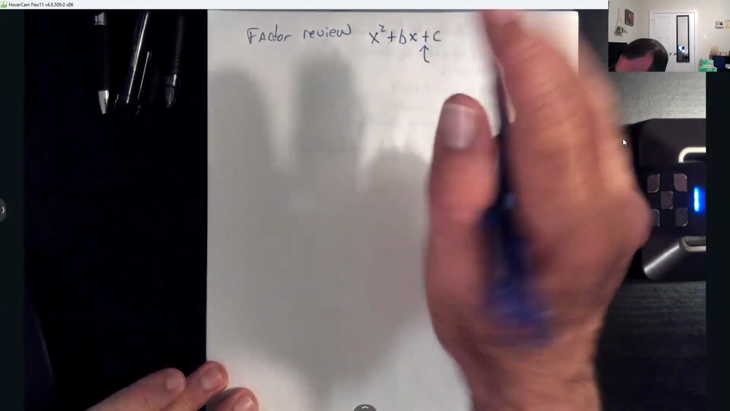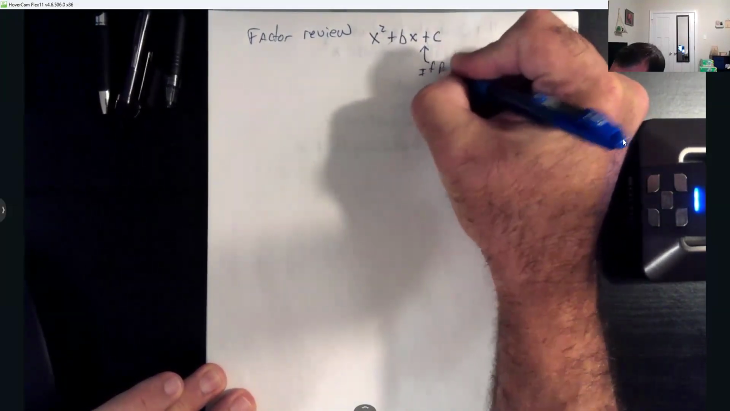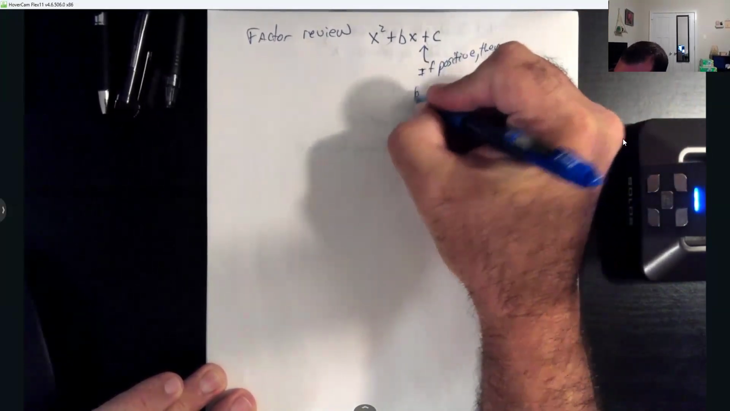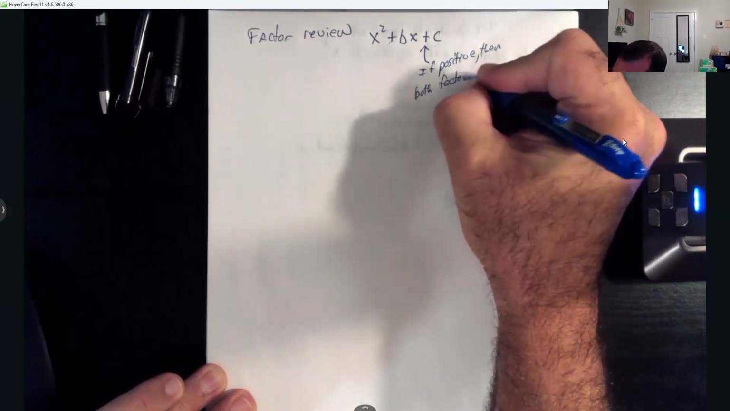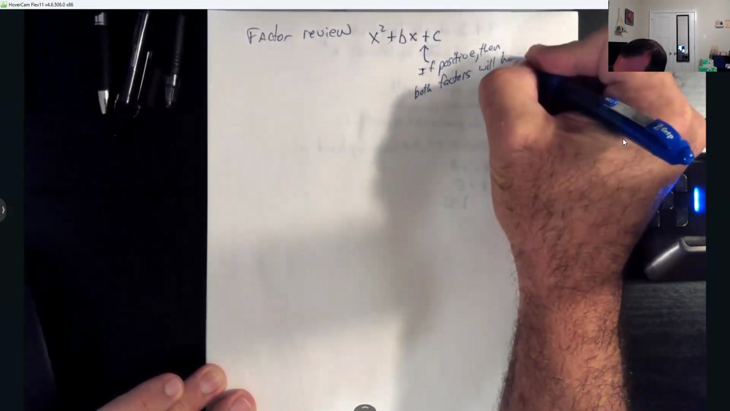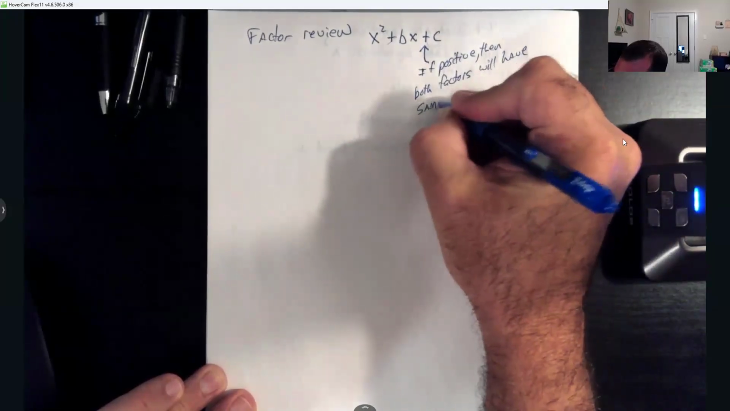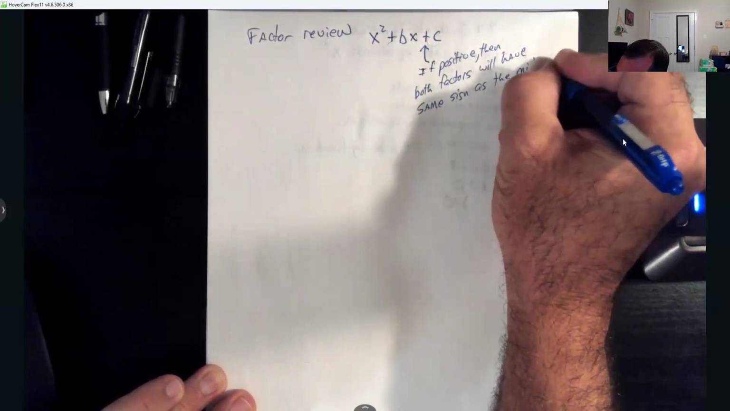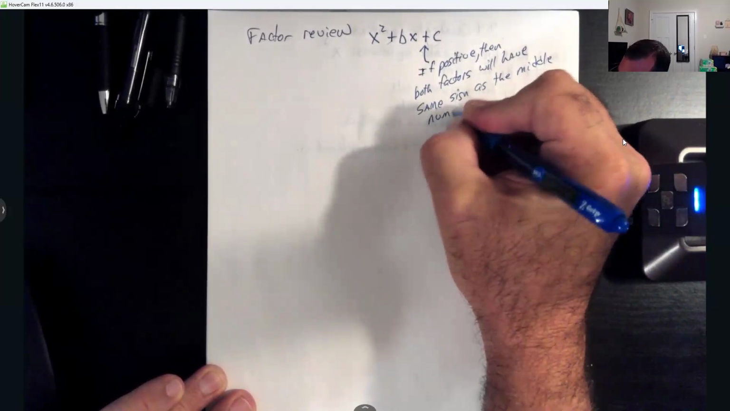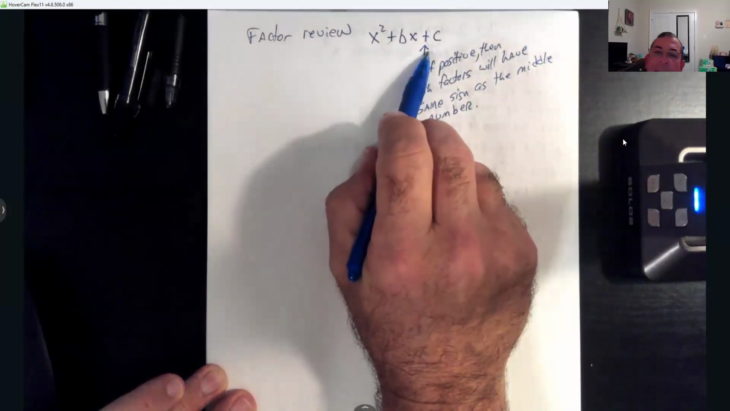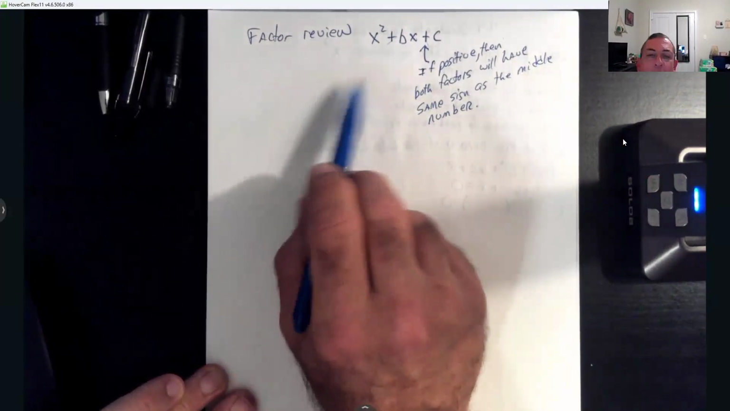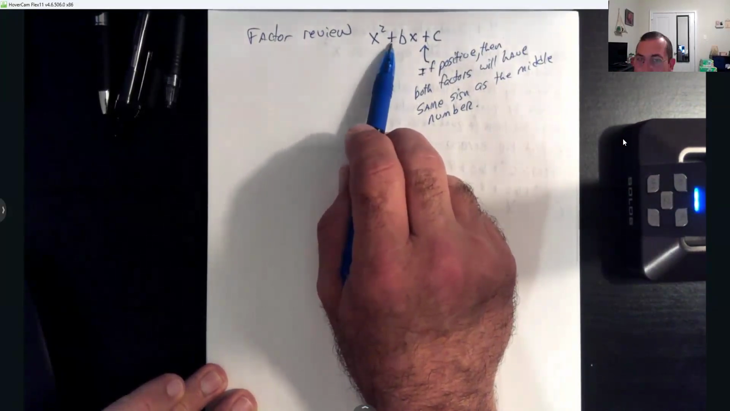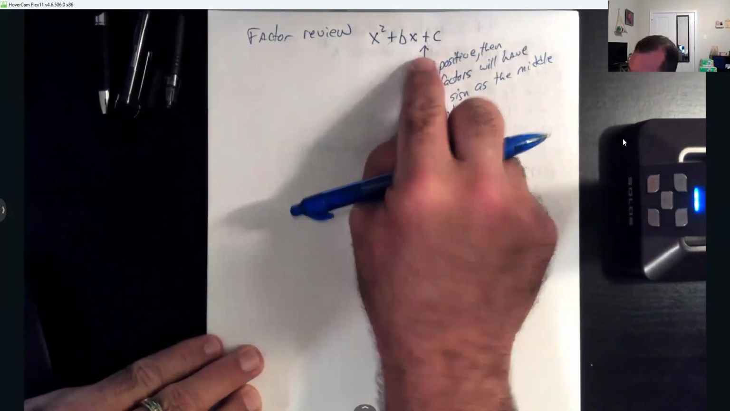If this last sign is positive, then both factors will have the same sign as the middle number. If this last number is positive, that means both of your factors, when you write them out, they will have the same sign as the middle number, okay? So let's look at a few cases of that.